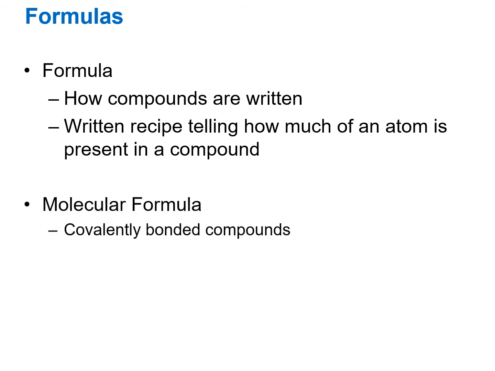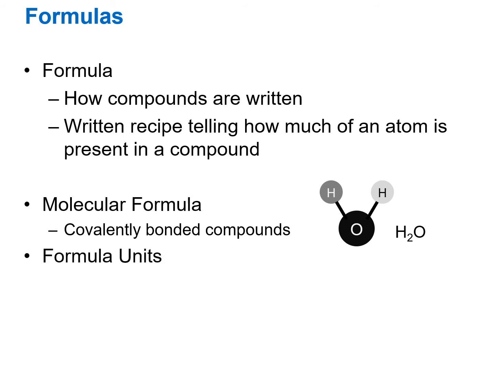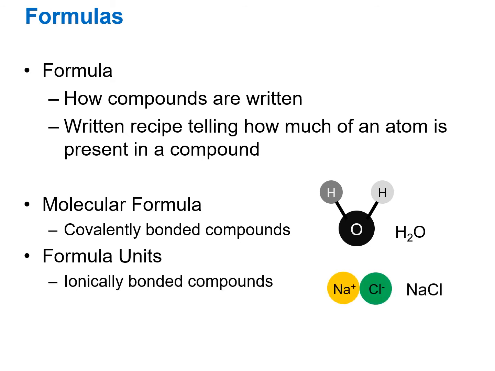Now, we have a molecular formula, which tells us about covalently bonded compounds, and as we just discussed on the previous slide, this is a distinct species, different from the elements that make it up, as opposed to the formula units, which is telling us about ionically bonded compounds. In this scenario, your sodium ion is always going to be a sodium ion. It doesn't change by virtue of the fact that it's now next to a chloride. And chloride doesn't change by virtue of the fact that it is next to a sodium ion. They are the same, whether they are in proximity with each other or whether they are separate from each other. And that language is reflected in your book.